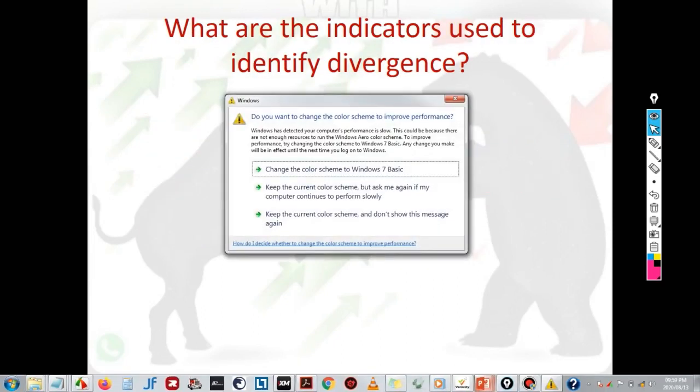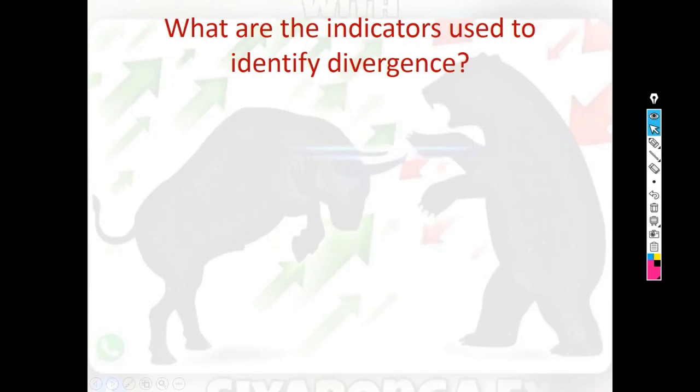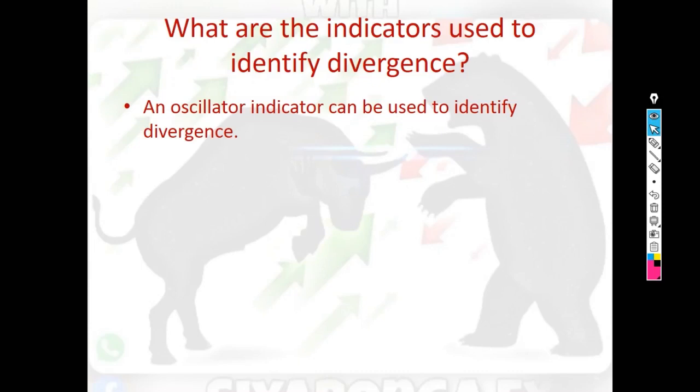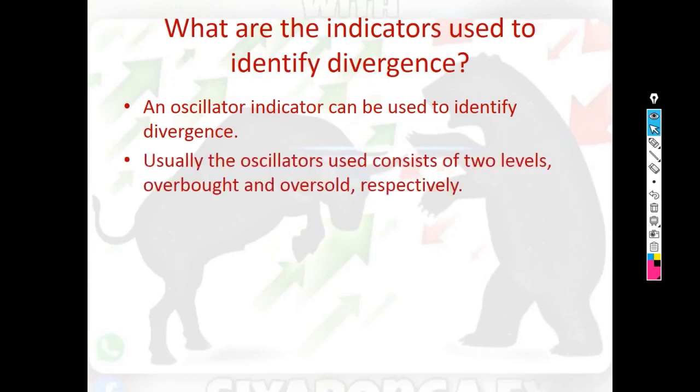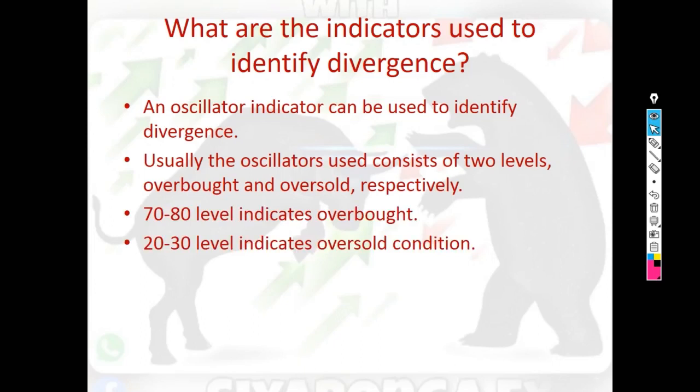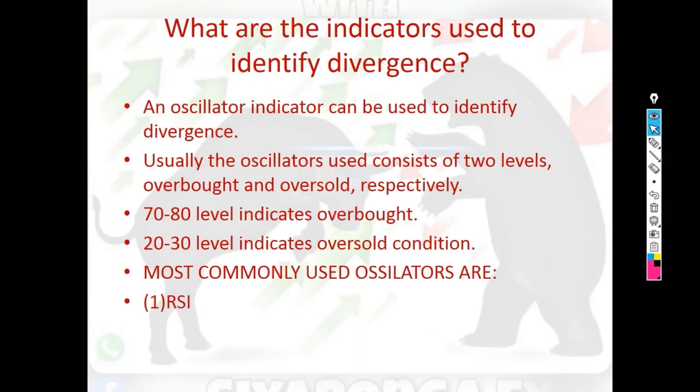What are the indicators used to identify divergence? An oscillator indicator can be used to identify divergence. Usually, the oscillator used consists of two levels, overbought and oversold respectively. 70 to 80 level indicates overbought, 20 to 30 level indicates oversold condition. What are the most commonly used oscillators for identifying and trading divergence? RSI, stochastic and MACD oscillator. RSI stands for relative strength index, and MACD stands for moving average convergence divergence.